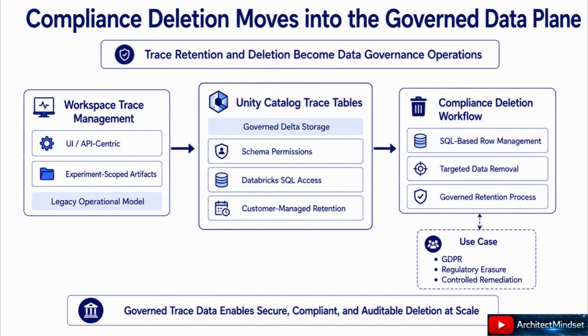Unlike standard workspace MLflow, where you can delete individual traces via an API or UI button click, deleting individual traces is not supported natively for Unity Catalog trace storage. For any reason, if you must remove data, let's say for GDPR or compliance, you must manually delete the rows from the underlying Delta table using standard SQL queries.